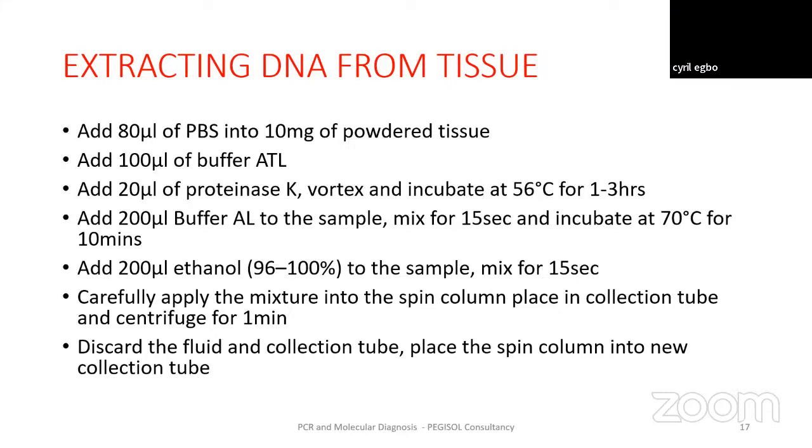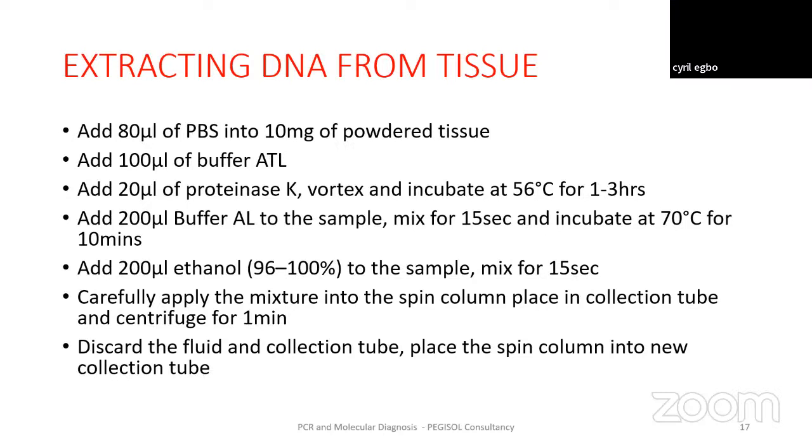Then after mixing for 15 seconds, you carefully decant all this mixture into the spin column. That is the liquid content of it. You carefully pour it into the spin column that is already placed in a collection tube. You centrifuge for a minute, then you discard the contaminants, just like we are explaining in the case of the blood.